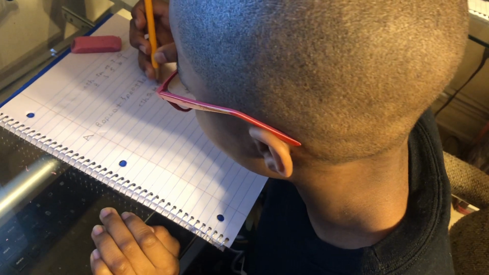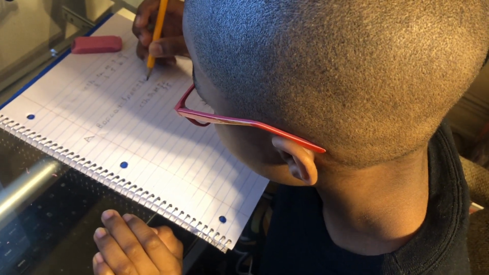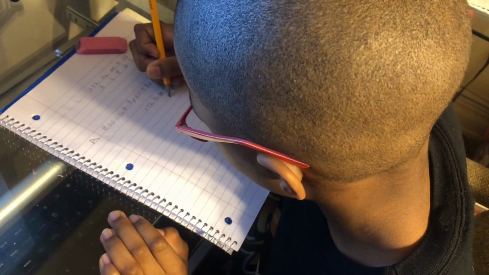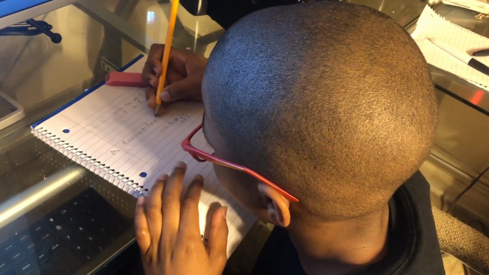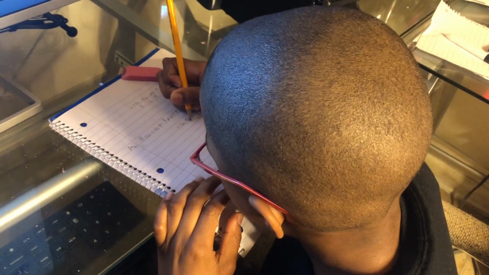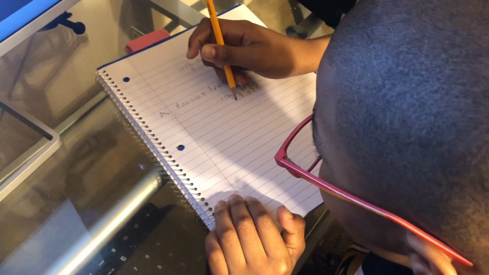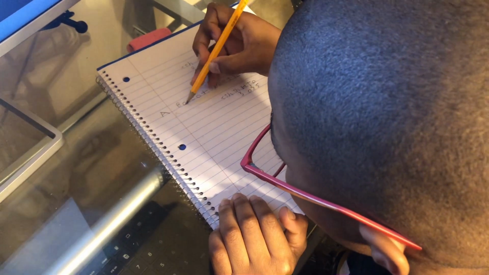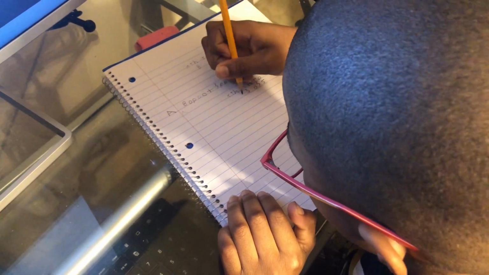So now we're looking for the hundreds. And we have no hundreds. So now we just have to put a 0. So now we're looking for the thousands. 3,000. So now we just have to put a 3. So we're looking for the 10,000s. 80,000. So now we just have to put the 8.